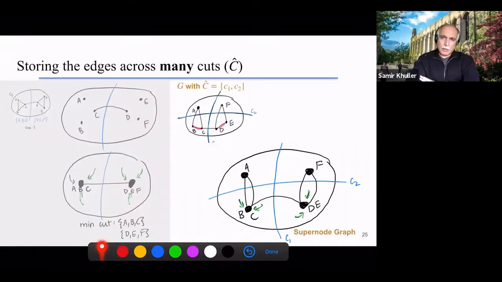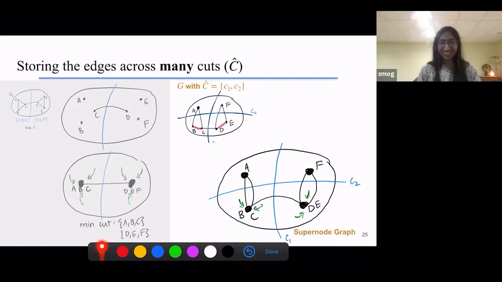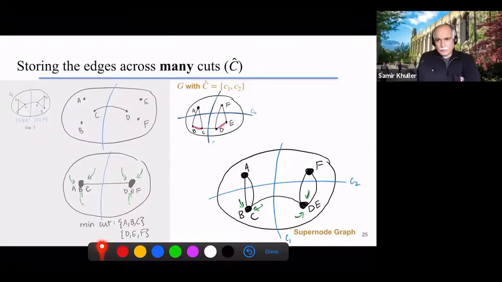Is there a bound on how many cuts you want to keep track of? No, but we will go over that. Okay.